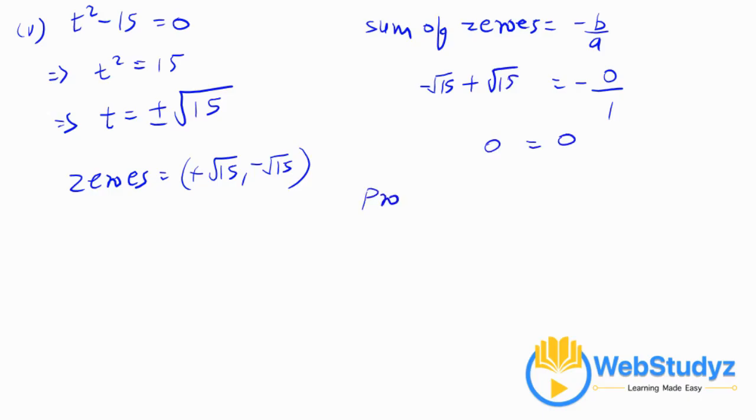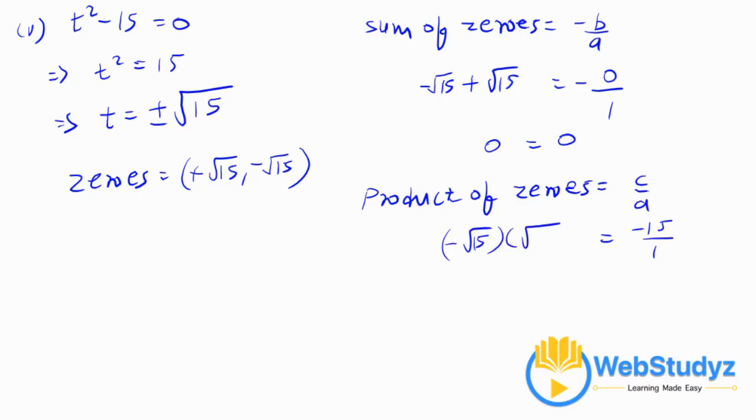So move on to the second part, that is product of zeros. This will be c by a. C is minus 15 and a is 1, and this side will be minus root 15 into plus root 15. So this will give us the value as minus 15. This will give us the value as minus 15. So we have verified this.